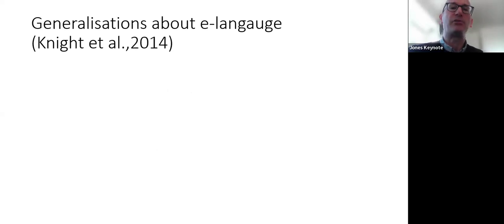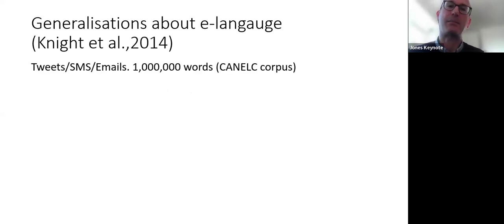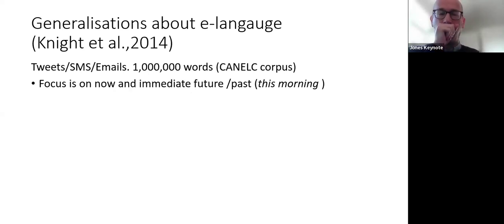It is possible to make some generalizations about e-language, and Knight et al. did this in 2014, so 10 years ago, when they looked at a corpus of tweets, SMS messages, and emails. They looked at about 1 million words in their CANELP corpus, and they came up with a few generalizations that could be made about these forms of e-language. They suggested that in this kind of language, the focus is very much on the here and now, and the immediate future, or the immediate past. So we tend to see forms such as this morning, today, tomorrow, much more frequently than, for example, 10 years ago.